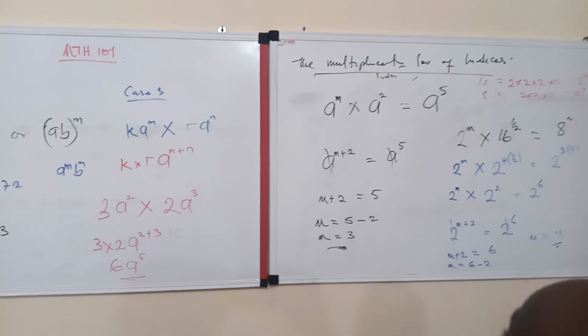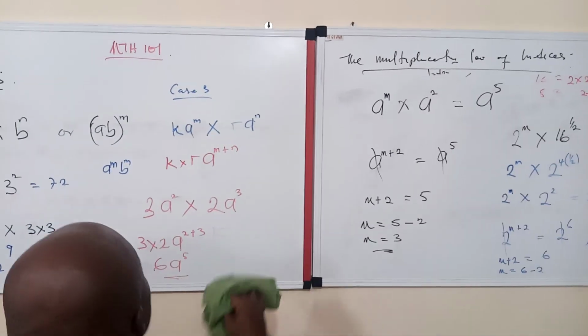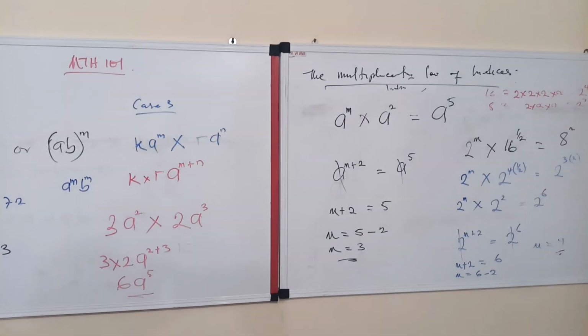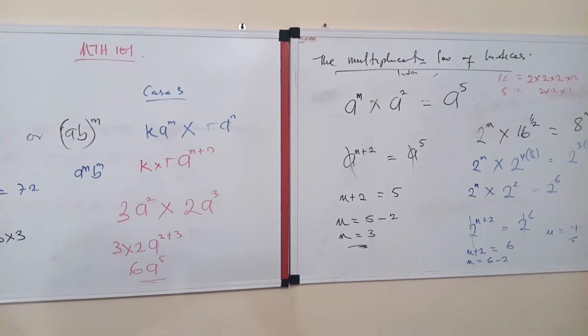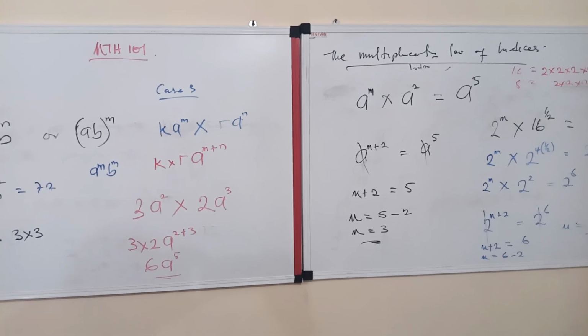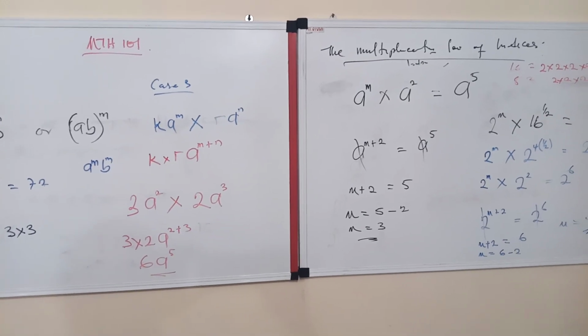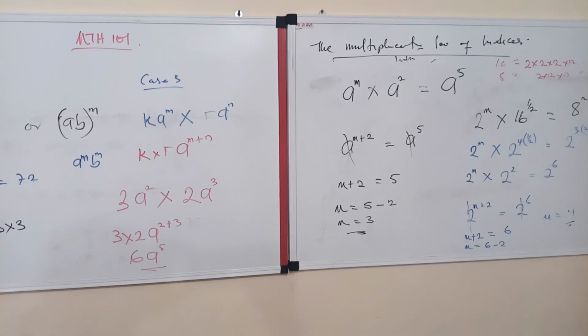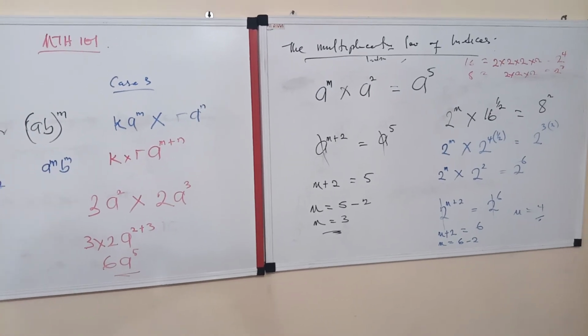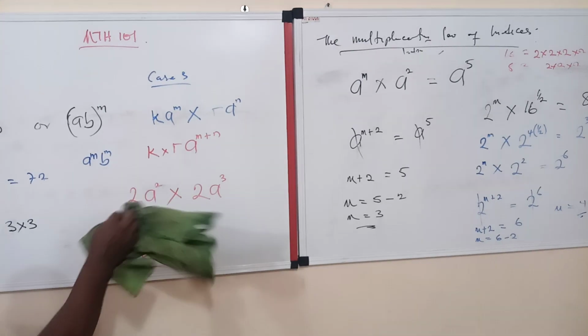So now we have considered 4 cases. First case, the case where the powers and the bases are just the same. Second case where the bases are not the same. Third is a case where we have a constant. And fourth is where one of the powers is unknown, and how to resolve it. That's what we have just done.